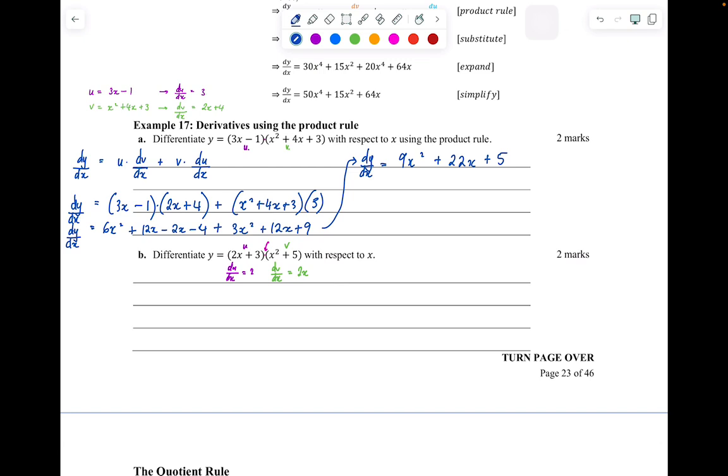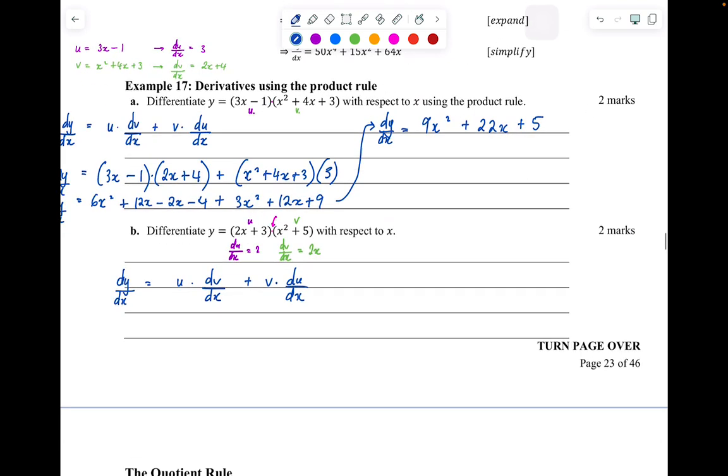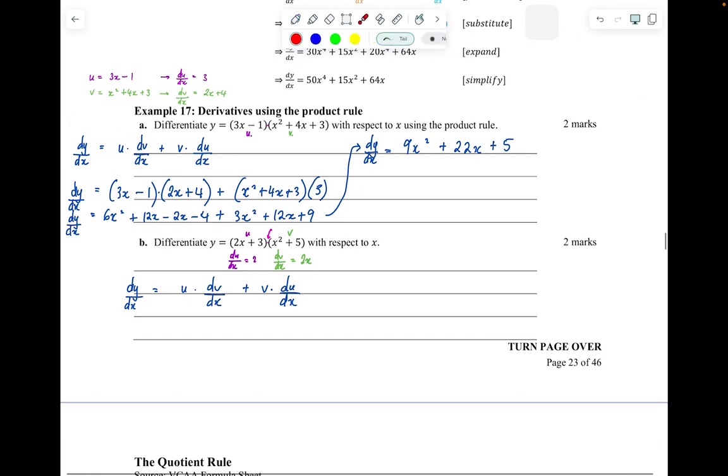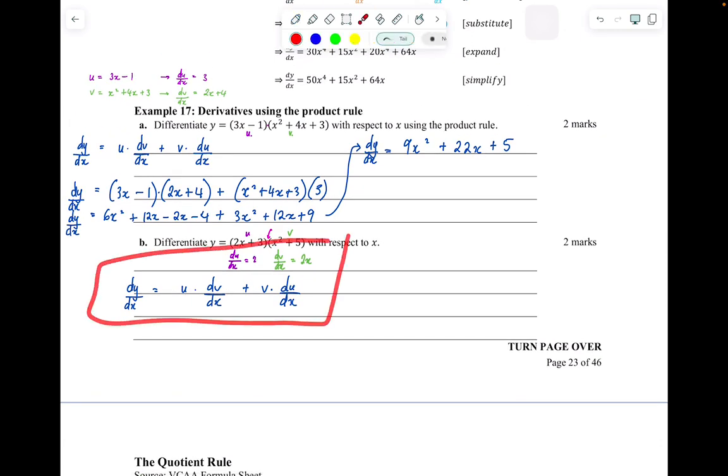So let's go ahead and we'll write out dy dx is equal to u times dv dx plus v times du dx. Now, since we are doing year 11, I want you to write out the product rule every time so that you can get used to seeing it. If I write it down, then make sure you write it down as well.